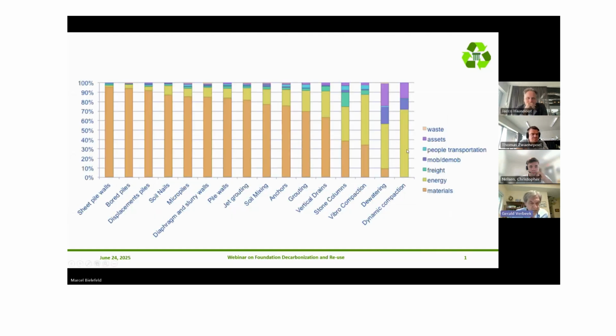What they did was compare a whole bunch of different foundation types, and the brownish part shows you the percentage that is really materials. And you can see that for quite a few of the foundation types, it's more than 80% is material. So that's the overwhelming part. And that then, as Thomas and Jacco are describing, that the focus is on the amount of material makes perfect sense because that really determines your carbon footprint.